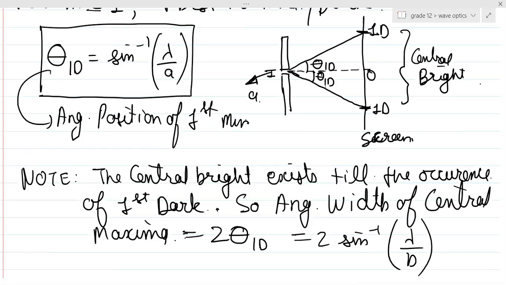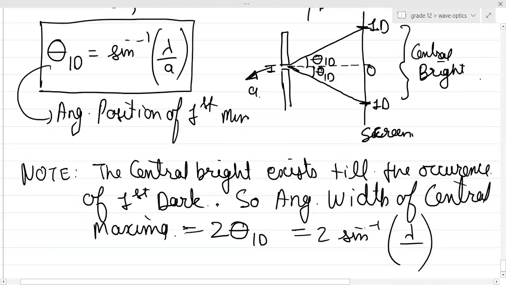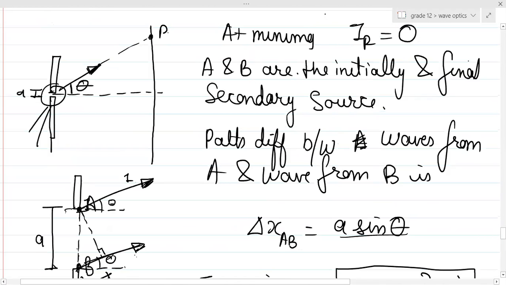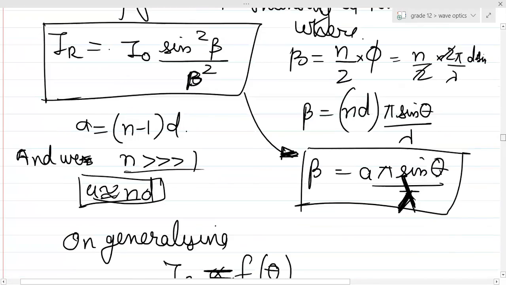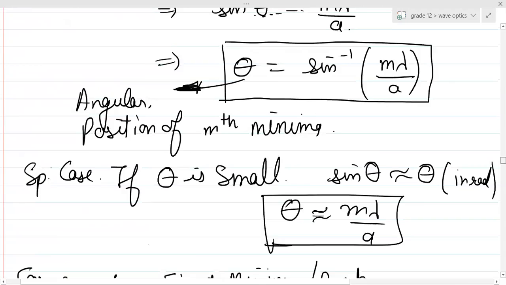Is the time over? Sir, is it A or B? It is A, beta. A is always running in my mind, that's why lambda by A. There is nothing B in this thing. There is A and D. D was basically the distance between the secondary sources and A is the slit width. So wherever I may have mistakenly written B, you can correct that.